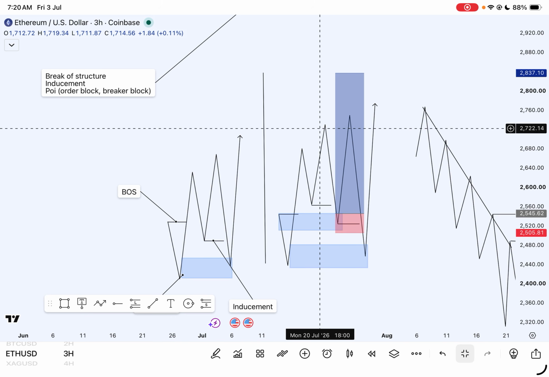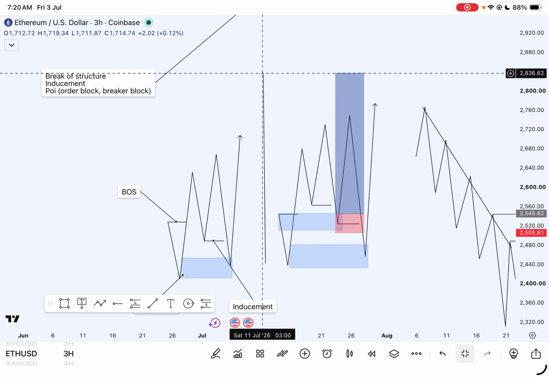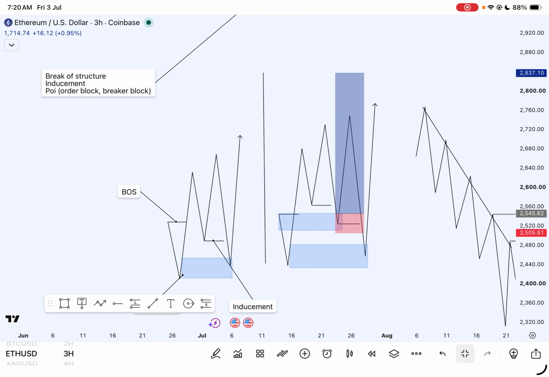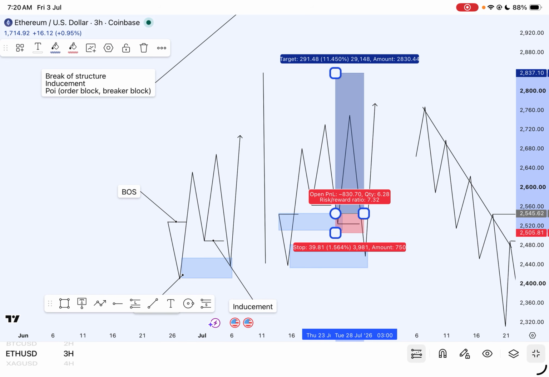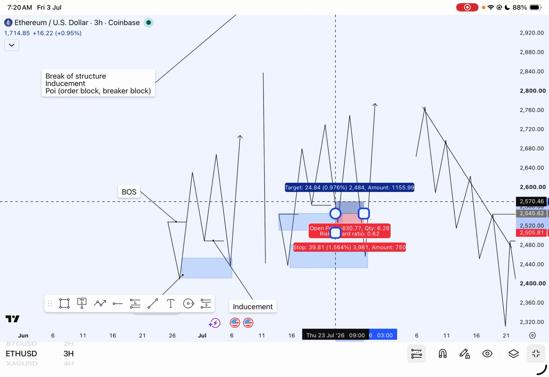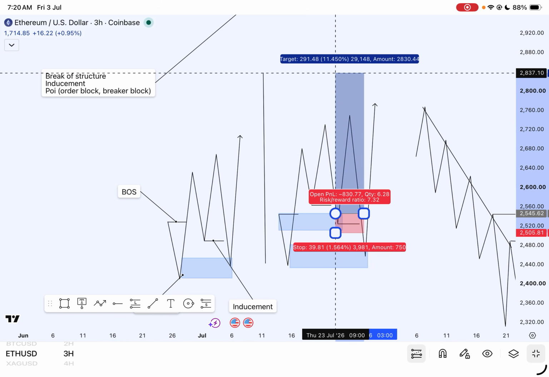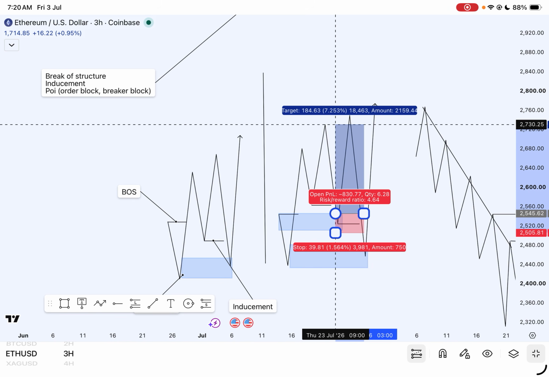You know that this is the nearest I, and this is another draw on liquidity here, which is another high. But in this kind of scenario, whereby you have a breaker and an order block, you don't target the overall high. You target what? Your nearest high to take profit. You target your nearest high to take profit.